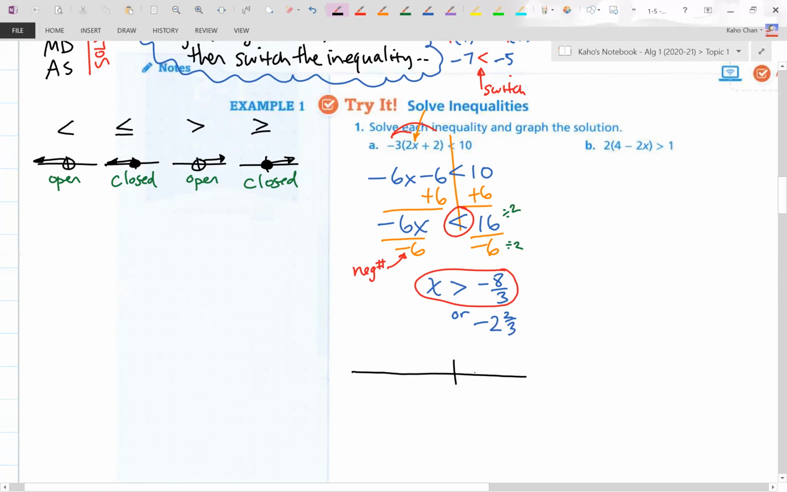Negative 2 and 2/3 is to the left of 0, and we're looking at right there. Now, the inequality is greater than, which means it's going to be an open circle at negative 2 and 2/3, right there. And you follow the arrow. It's going to be greater than, okay? And it goes to the right.